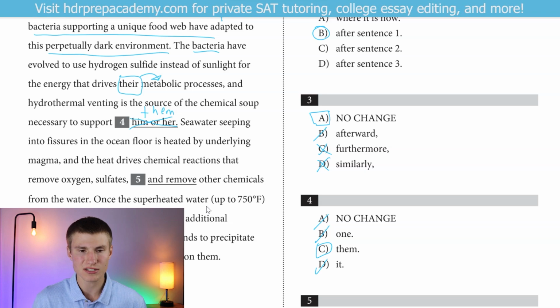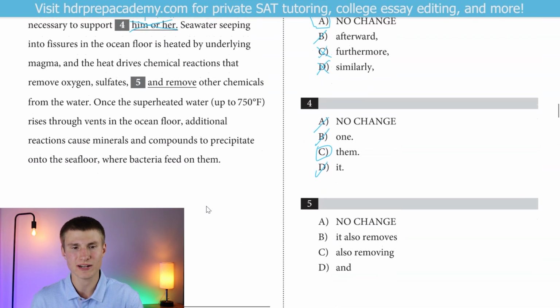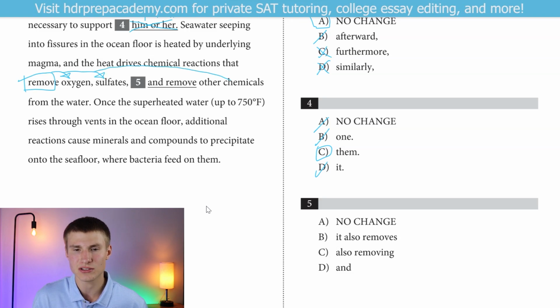All right, now we have "seawater seeping into fissures in the ocean floor is heated by underlying magma, and the heat drives chemical reactions that remove oxygen, sulfates, and remove other chemicals." No, we already said "remove." Remove is being applied to oxygen, it's being applied to sulfates, and it's being applied to other chemicals. We don't have to say remove again.